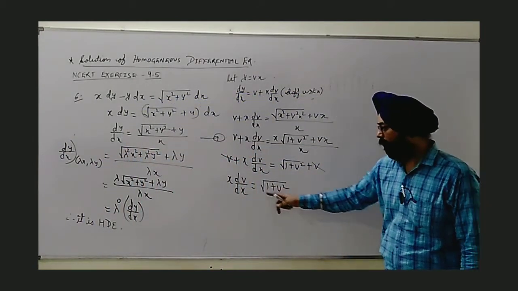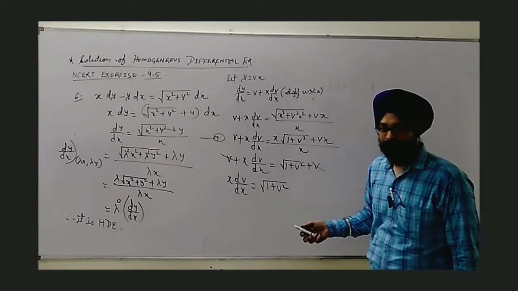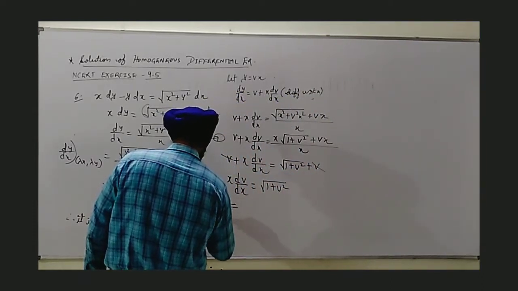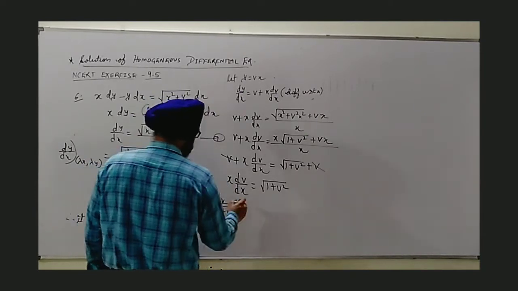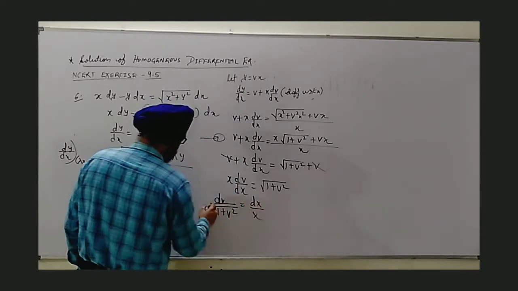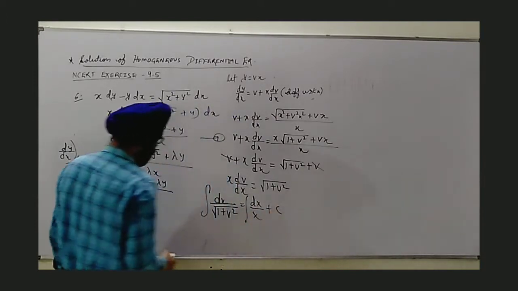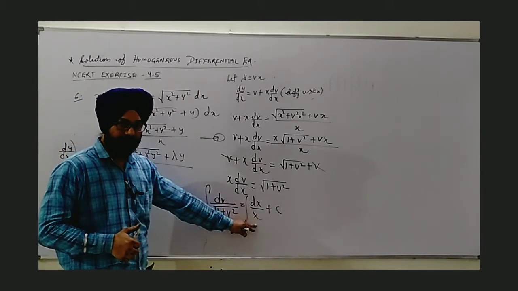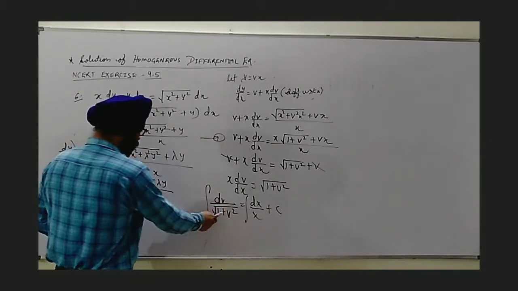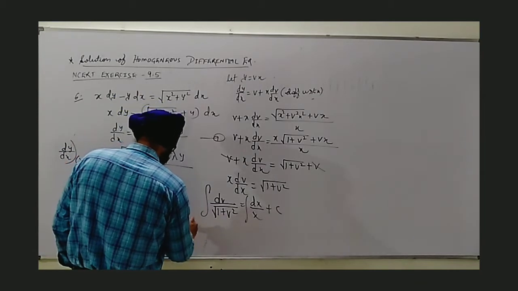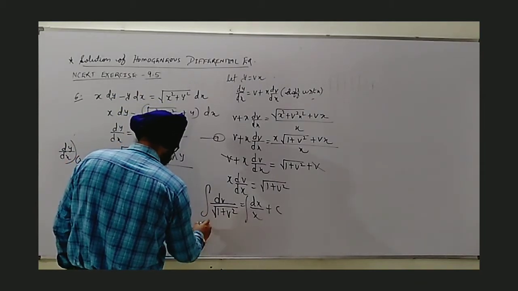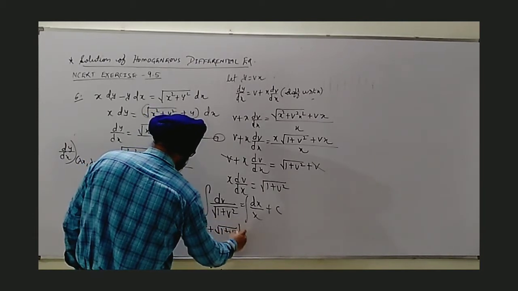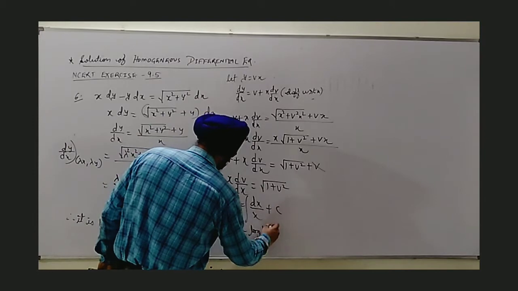This is a function of v. Here we have x and dx. Let's separate. We get dv upon under root 1 plus v square equal to dx upon x, and right here we can integrate. Again I will say this is a direct formula. This also is a direct integrable function. So I hope you remember this one. Log of mod v plus under root 1 plus v square equal to log mod x plus c.